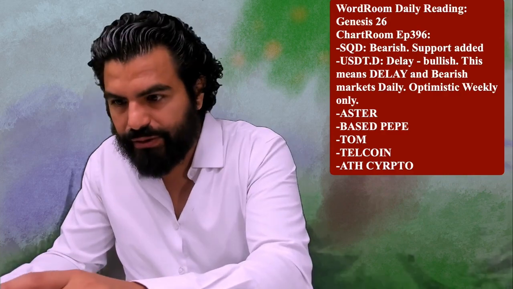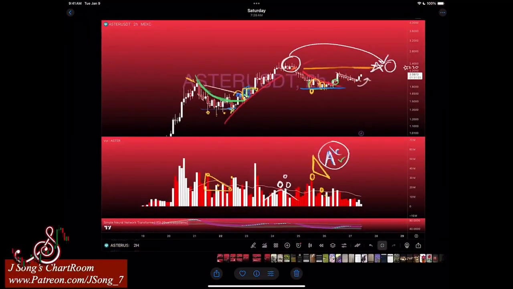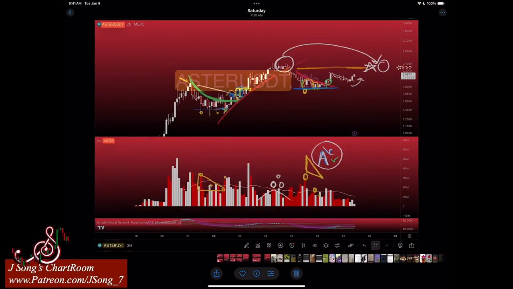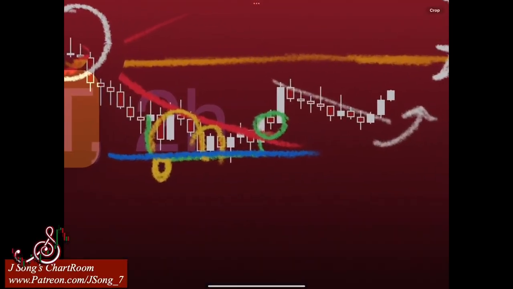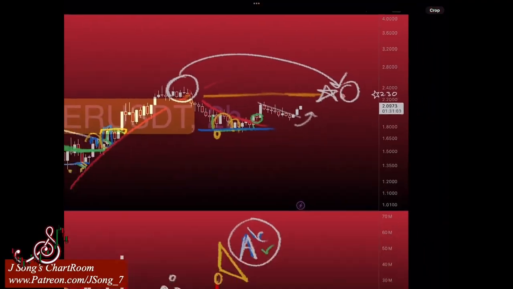Where's my ASTER chart? Good. Okay, our ASTER chart from just this past week, I think it was on Saturday, I was taking a look at ASTER. We had a small health that appeared in this crypto, and price moved up only a bit. I'm looking for it to come up to sword cut.